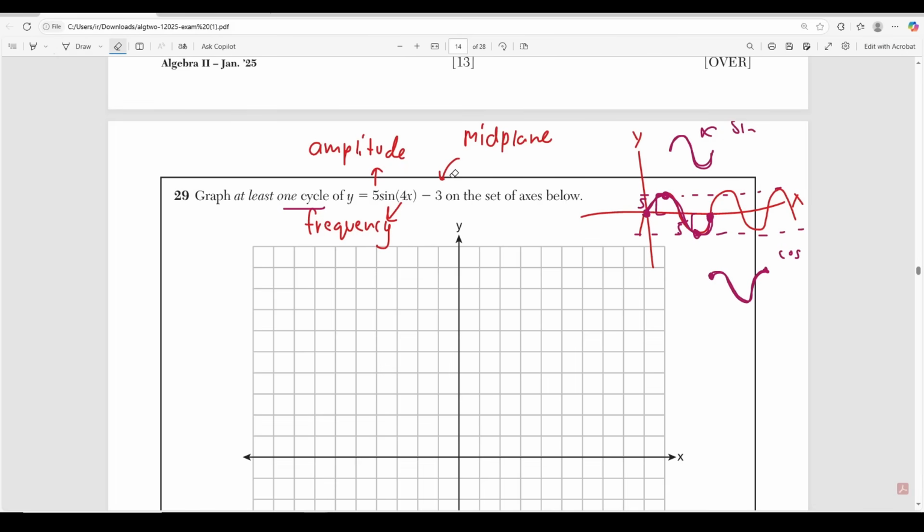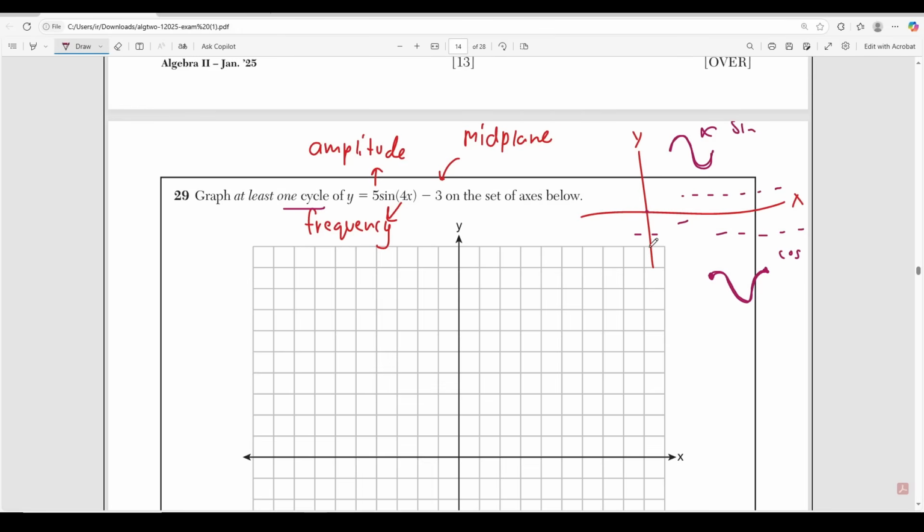The last thing I want to talk about here is going to be the midplane. The midplane, in this case, is where the amplitude is going to be centered around. So we saw here how we're going 5 above and 5 below the x-axis. That means that the x-axis is my midplane. But in this case, my midplane is -3. So what's actually going to happen is this function is going to go up and down by 5, not around the x-axis, but around the line -3.